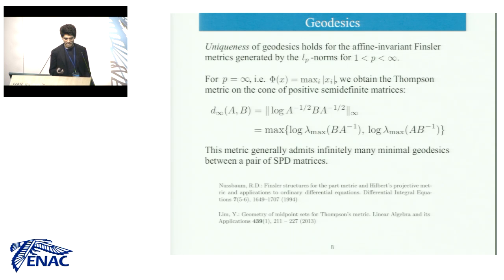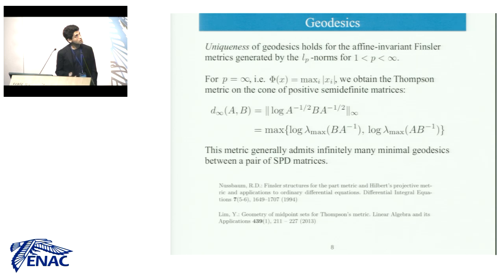So it turns out that if P is not equal to 1 or infinity, this well-known Riemannian geodesic ends up being the unique geodesic for all of the Finsler norms for P not equal to 1 or infinity. When P is 1 or infinity, we could have other geodesics as well. And in particular, for P equal to infinity, which is the focus of this talk, we obtain as the Finsler metric distance this Thompson metric on the cone of positive semi-definite matrices. And this metric, in general, admits infinitely many geodesics between a pair of SPD matrices.